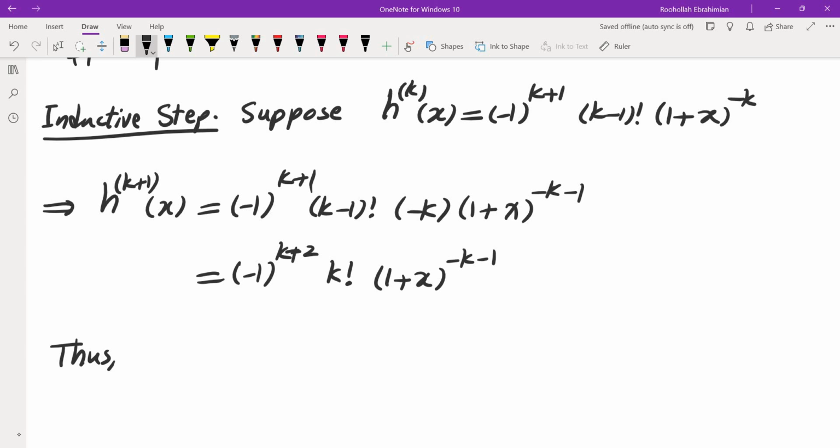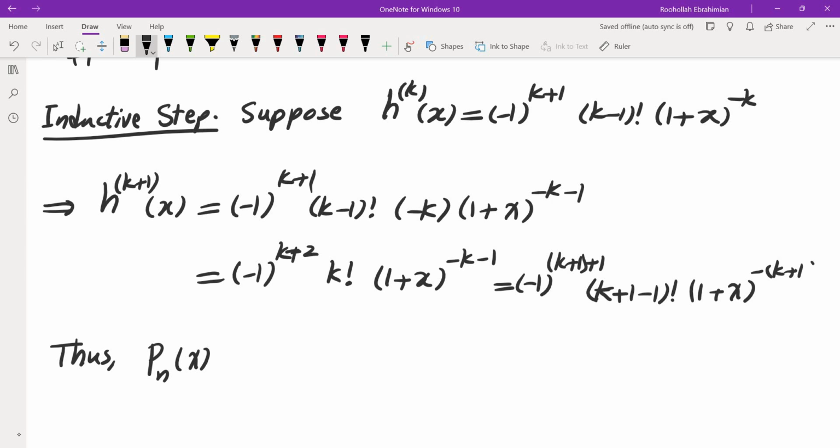Thus, h k plus 1 of x is exactly negative 1 to the power of k plus 1 times k plus 1 minus 1 factorial, 1 plus x to the power of negative k plus 1. That's exactly what we wanted to prove.